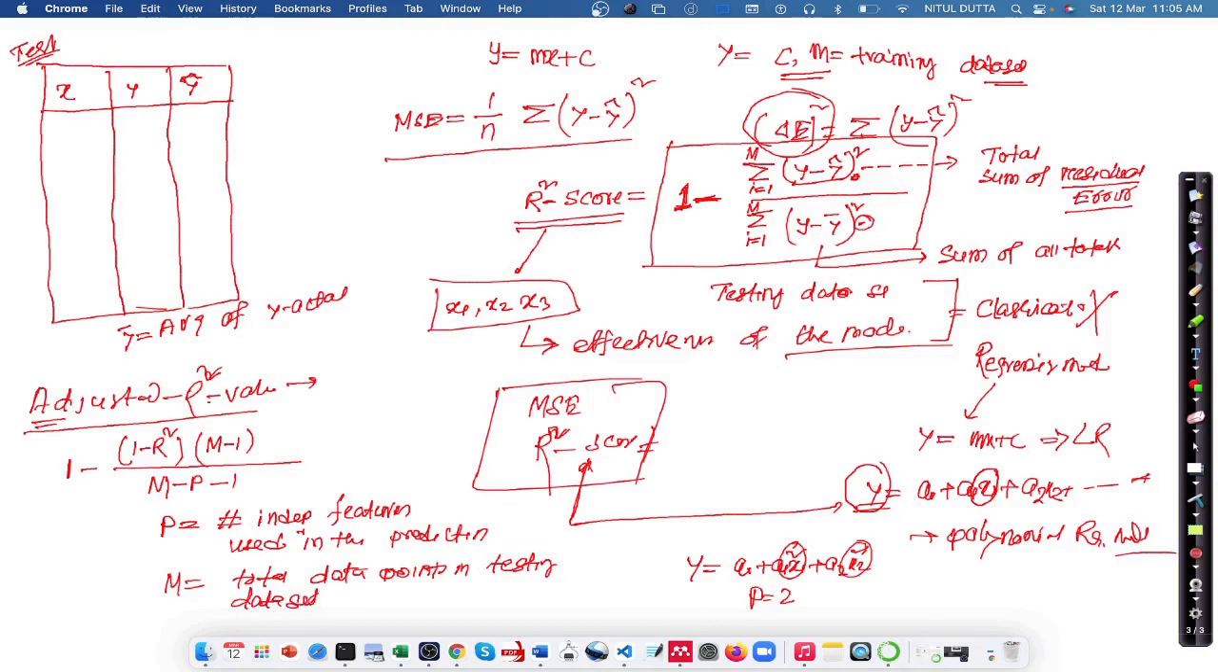Testing dataset. Okay. And R square is computed with the formula that we calculated. If I have all the components, R square, the value of m and the value of p, then this is the formula for calculating the adjusted R square value.